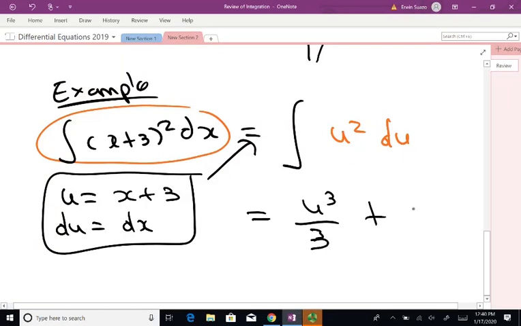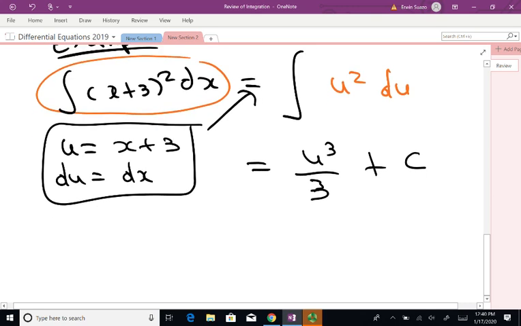Plus c. But then we are not done, right? So what do we have to do? Substitute back. So it will be (x plus 3) cubed divided by 3 plus c. So now you can check.